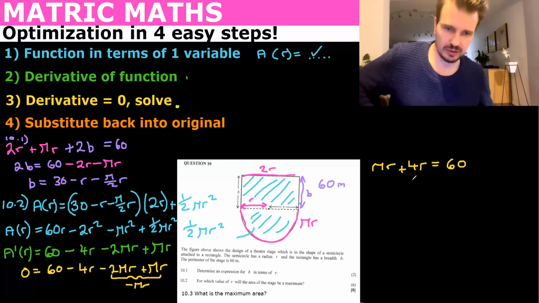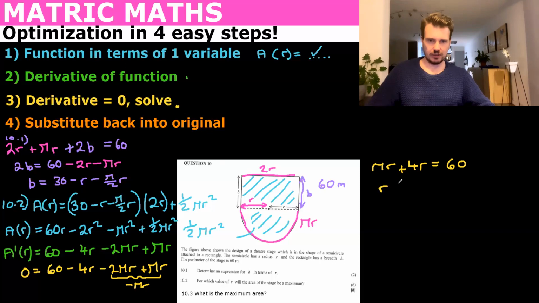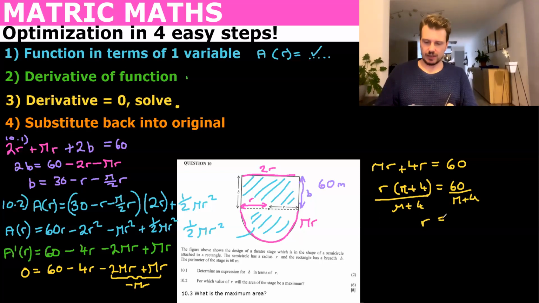Now we can solve for r. We take r out and say r times (pi plus 4) equals 60. Now we just divide both sides by pi plus 4 to get r by itself. And we get r equals 60 divided by pi plus 4, which we put in our calculator, equals 8.4. And that's going to be in meters.